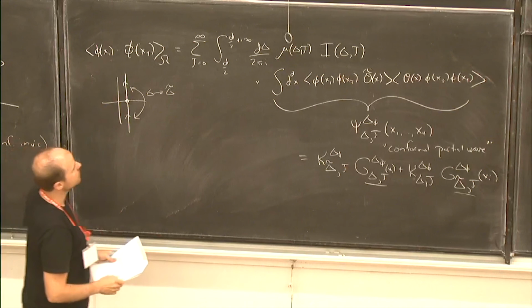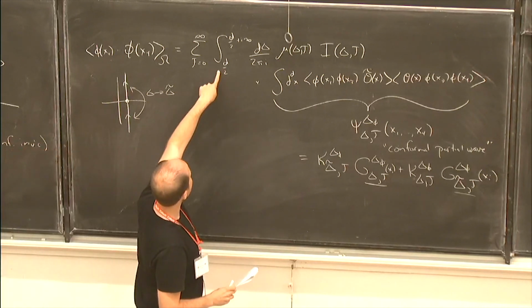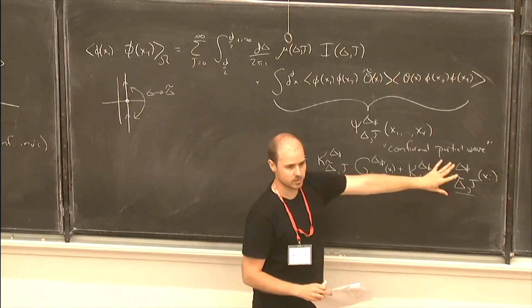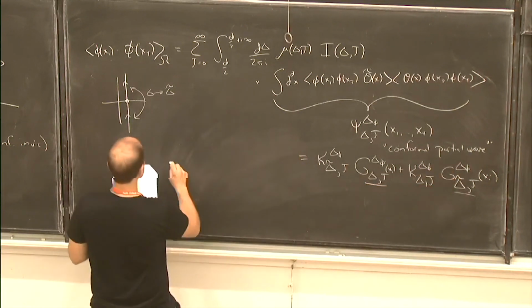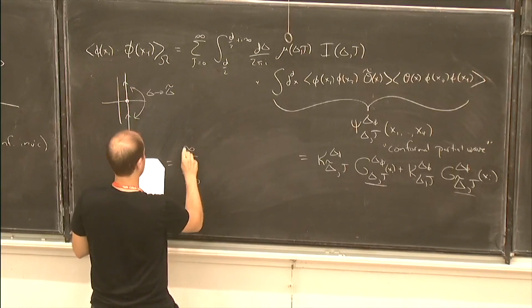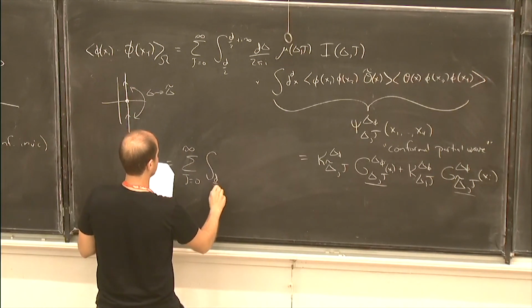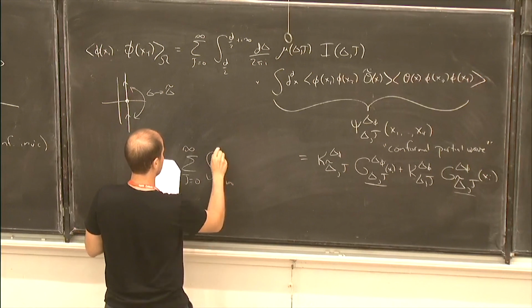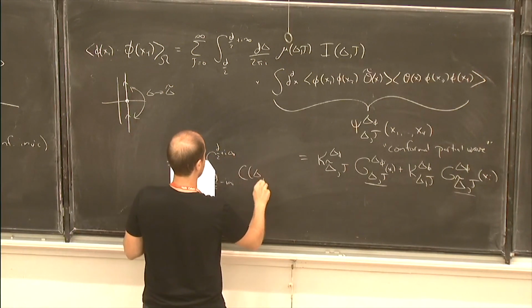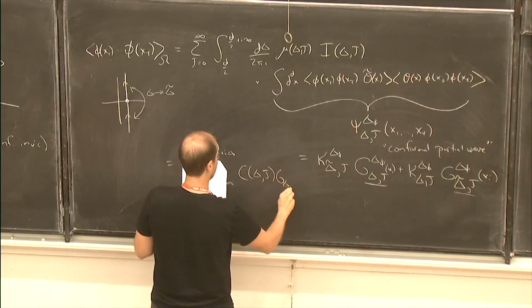So what you can do is replace this integral over half the imaginary axis with an integral over the whole imaginary axis and drop one of these terms. So this can be alternatively written as a sum over j, an integral over the entire principal series of some function c of delta j times a conformal block.